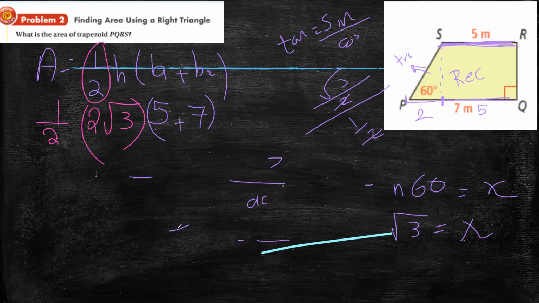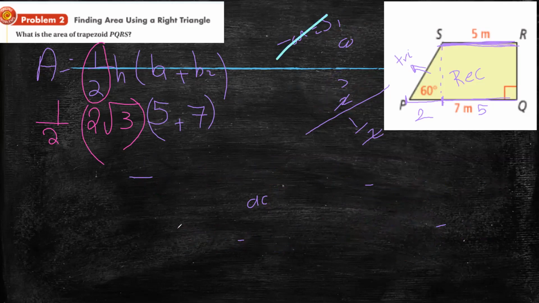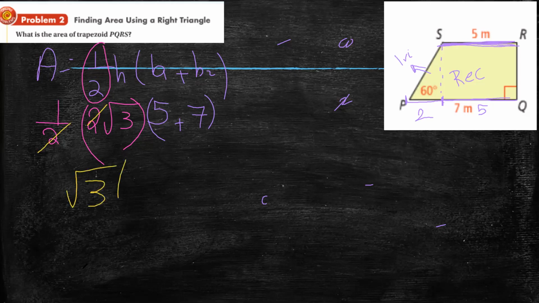So after that, let's go back now here. 2 cancels 2. So it will be square root of 3 times 12. So the area of this trapezoid is 12 square root of 3. This is the answer for the area of this trapezoid. What is the unit here? Meter squared.